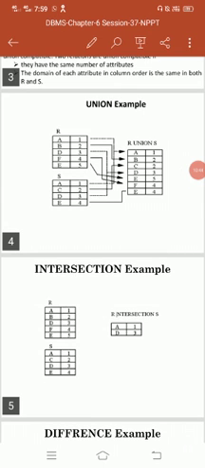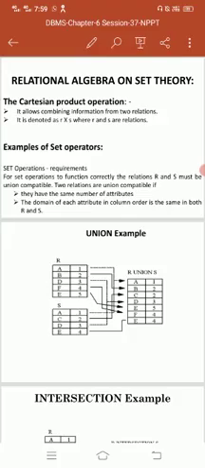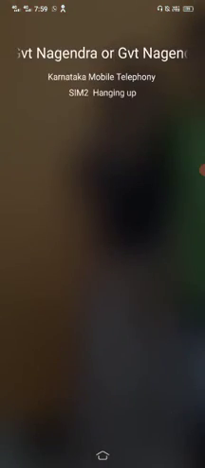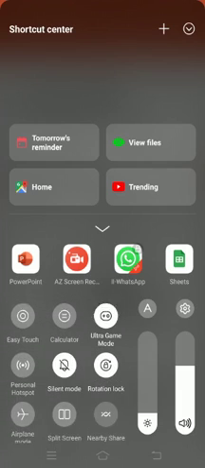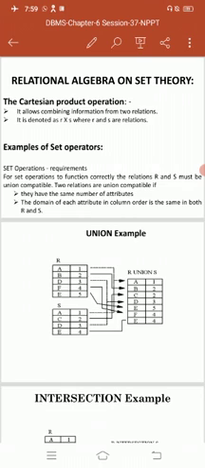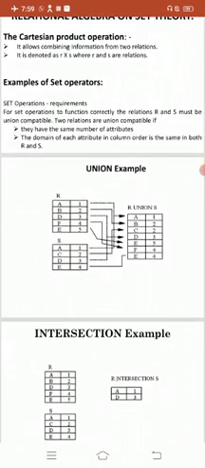I will take one simple example here. I have two tables, one called R and the second called S. Table R has A, B, D, F, E, which includes the values 1, 2, 3, 4, 5. Table S has A, C, D, E, which includes the values 1, 2, 3, 4.